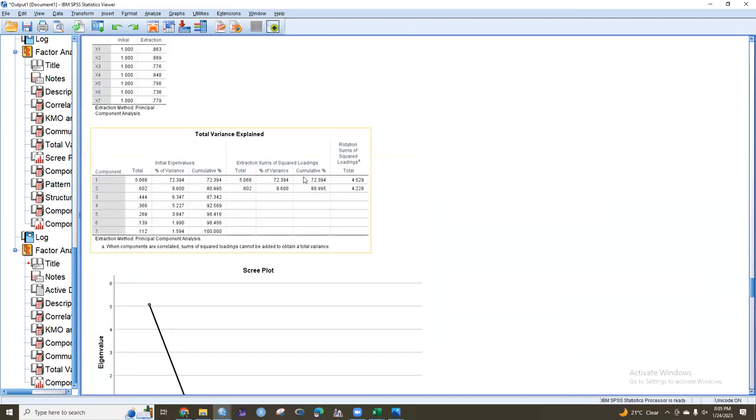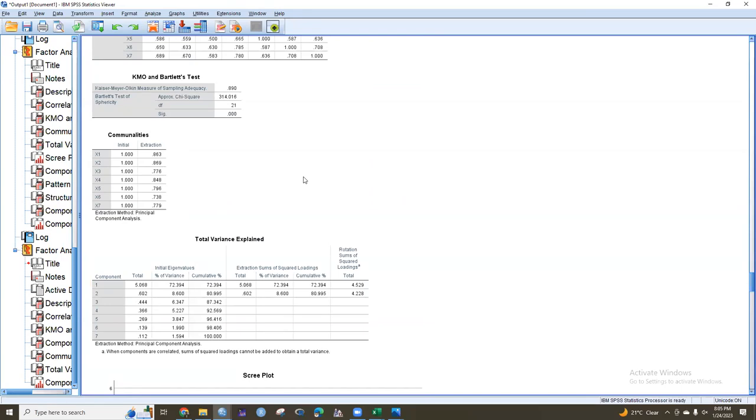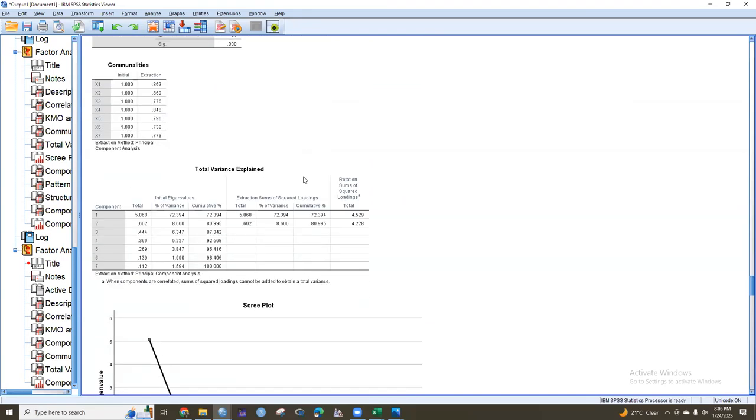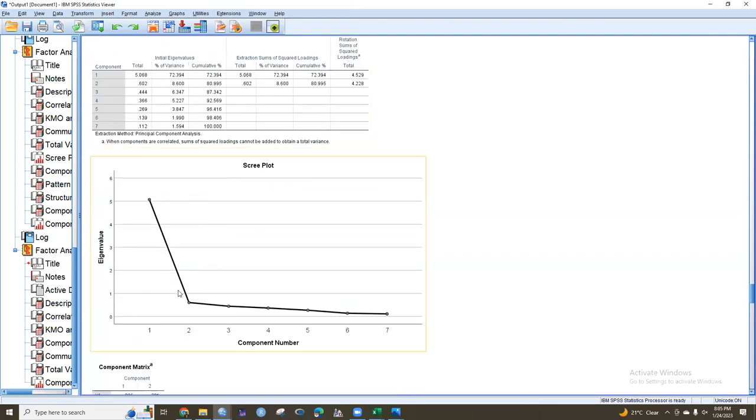Sir, what is the significance of taking eigenvalue greater than one? If the eigenvalue is high, if it is more than one, it means this factor is going to explain more. You can see that for an eigenvalue of 0.5, the percentage explained is 72, but if the eigenvalue is less than one, it explains only 8%. If it is more than one, the percentage explained is somewhat higher; if less than one, somewhat lower. So that's why usually it is said that if the eigenvalue is more than one, it is good to take that factor into account.